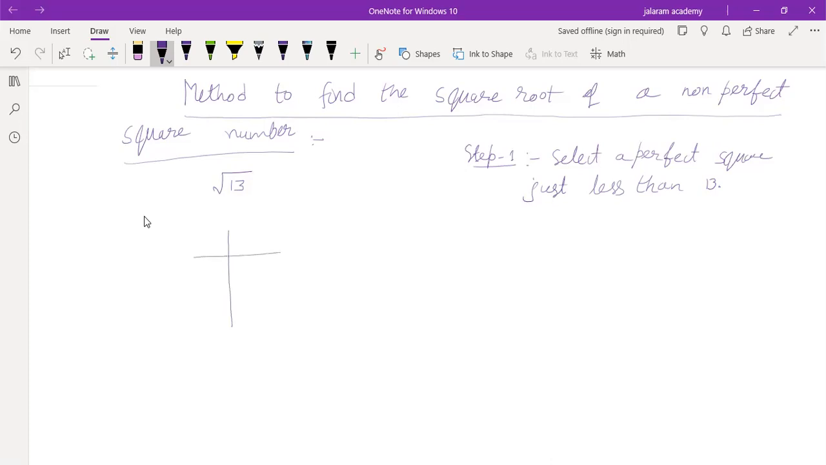Now write this in this bracket. 3 3s are 9. Subtract 9 from 13. 13 minus 9 is 4. Then we write a decimal. After the decimal, we can increase any number of zeros. So increase a pair of zeros. Okay.